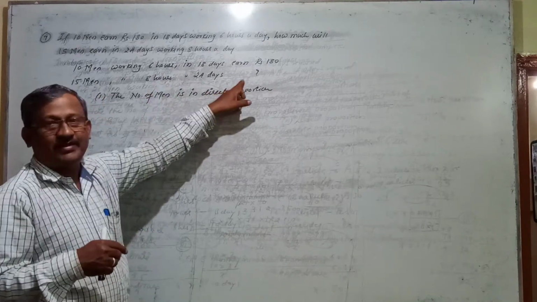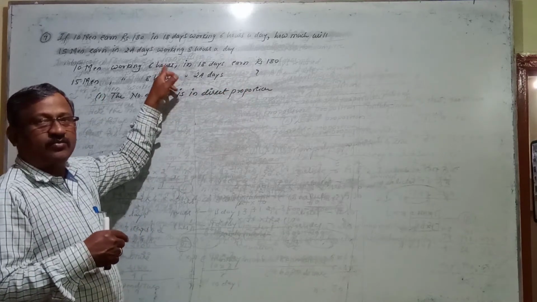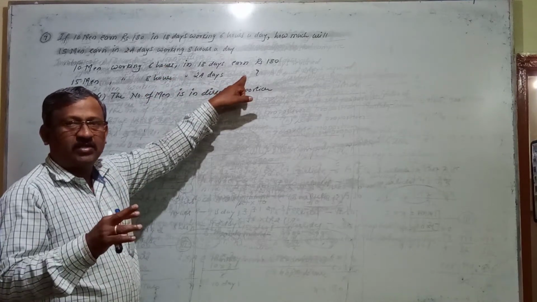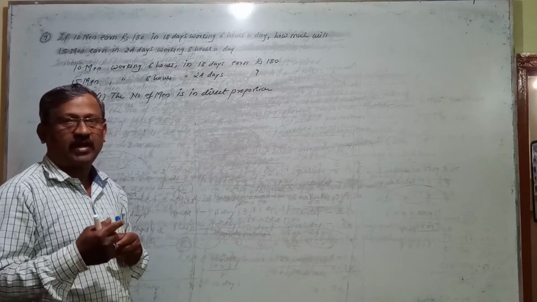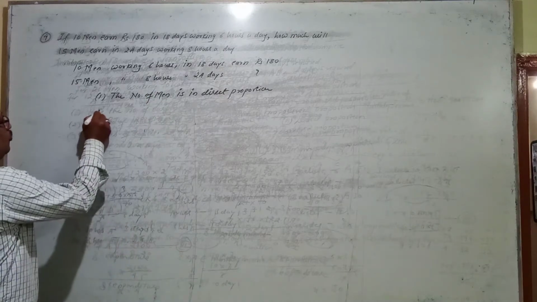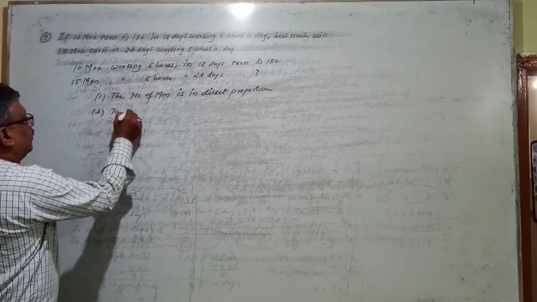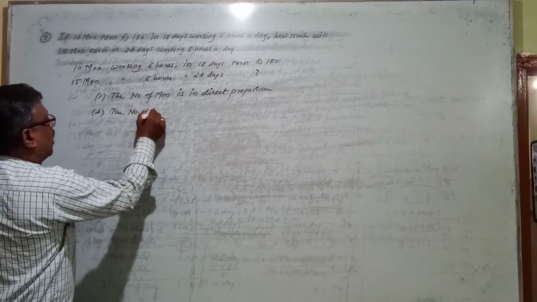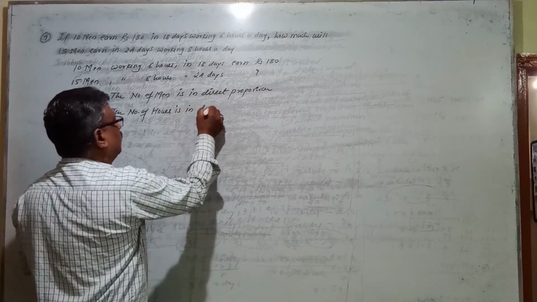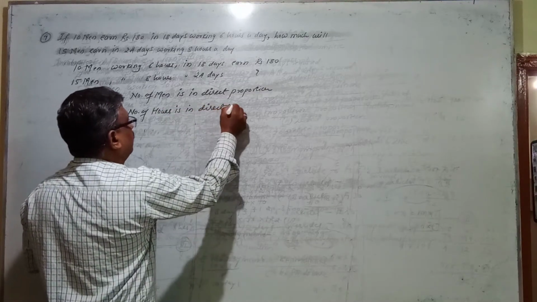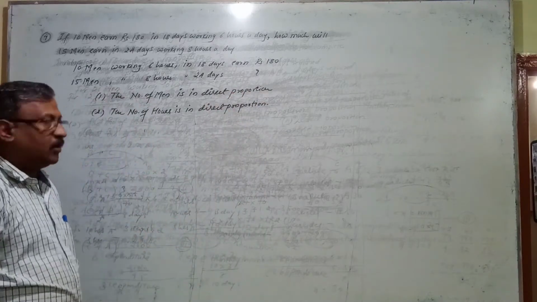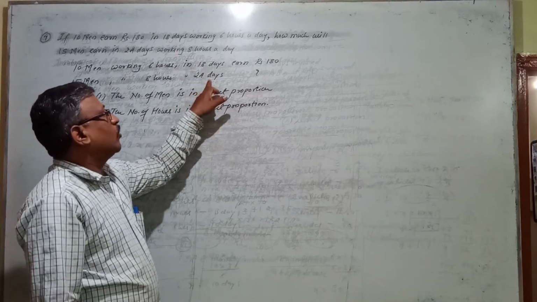So again here both are increasing. The number of hours has increased from 6 to 8, and due to the increase in hours, my earnings are also increasing. When both are increasing or both are decreasing, it is direct proportion. So the number of hours is also in direct proportion. Here you put number 2 and write: number of hours is in direct proportion.